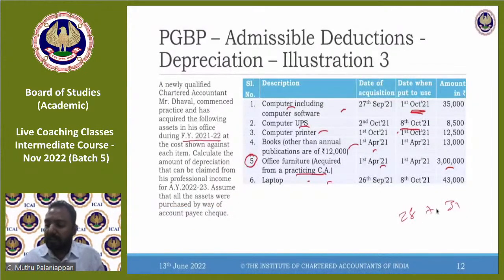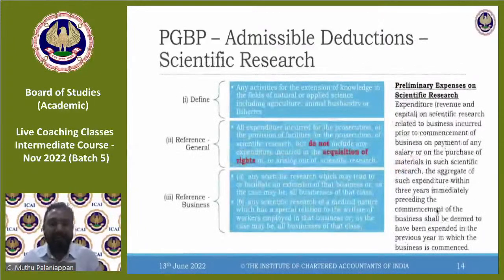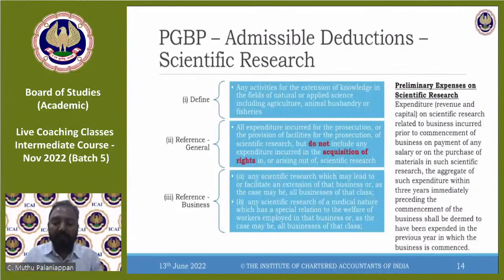Okay, so with this, we have completed the entire chapter of depreciation. So we'll move on with scientific research after a short break. So we'll take a short break for 10 minutes and then continue after 10 minutes.